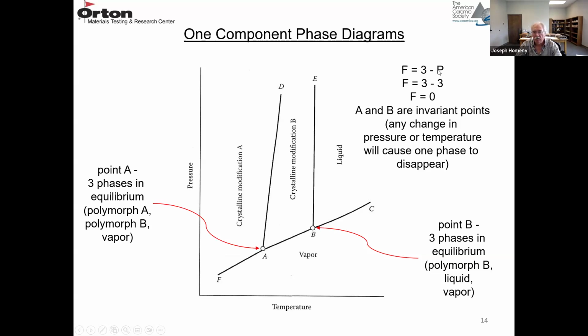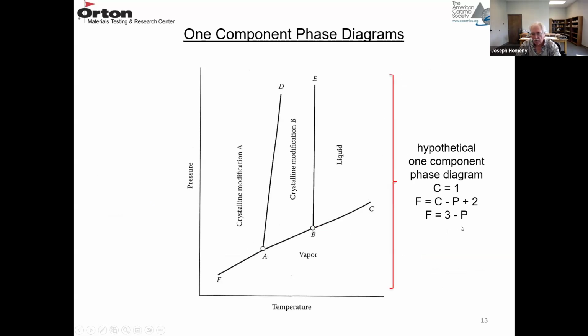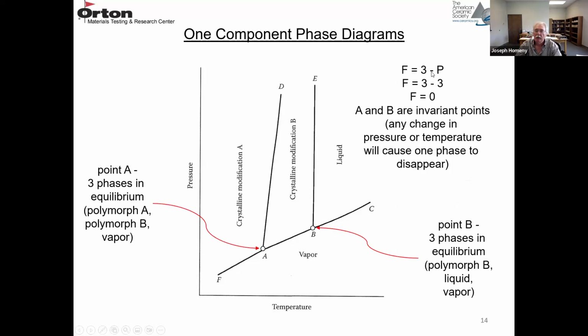So F equals 3 minus P, which is this equation right here. P is 3 for 3 phases, so F equals 0, so it's an invariant point. Any change from points A or B in terms of pressure or temperature will cause one of these 3 phases to disappear. So those are our 2 invariant points on this phase diagram.